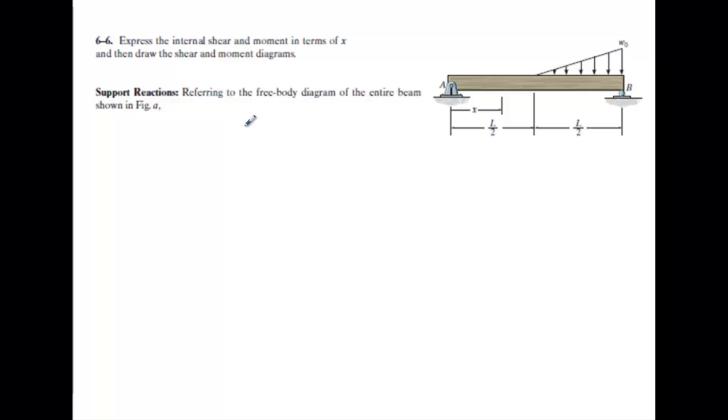This is problem 6-6. Interesting problem here. You have a triangular load going here. You have supports at A and supports at B. We're going to draw basically a free body diagram of this thing first.